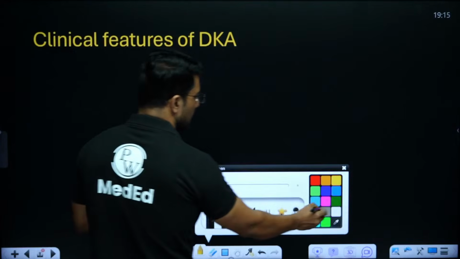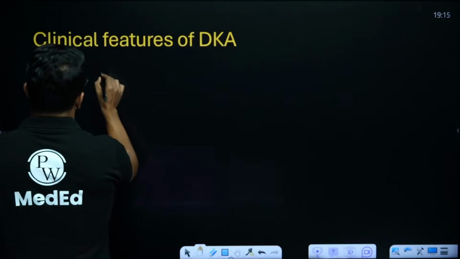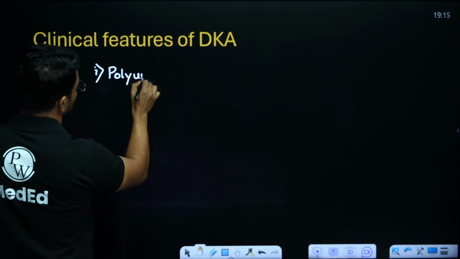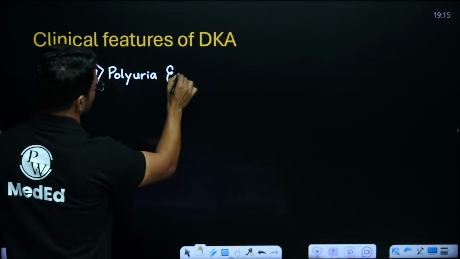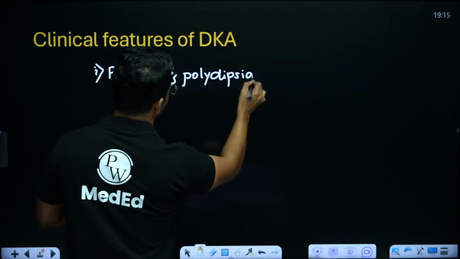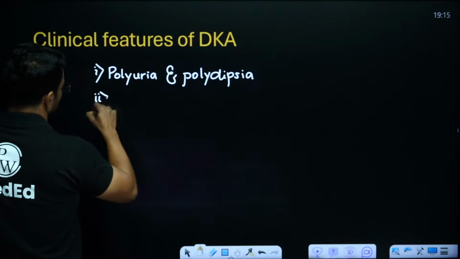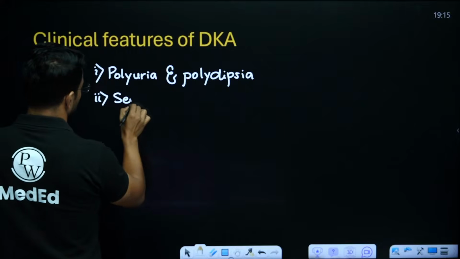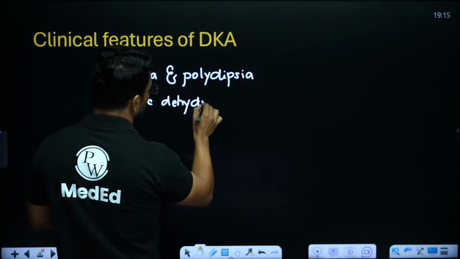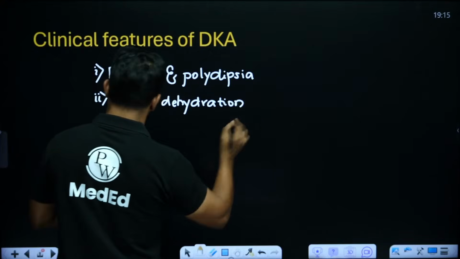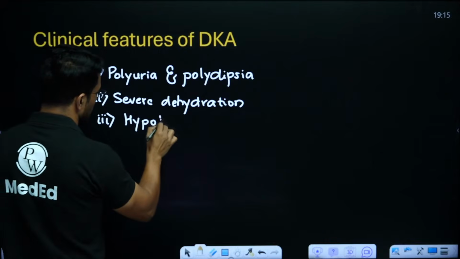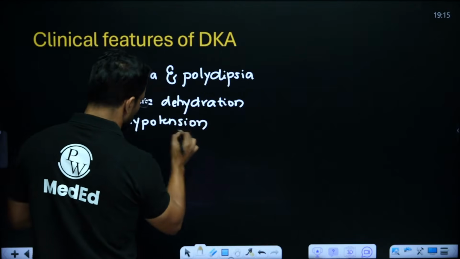First, we will understand the clinical features of DKA. The first common clinical feature is that the patient will have polyuria and polydipsia, increased urination and increased thirst. Second, he will have severe dehydration and all the signs of severe dehydration like sunken eyeballs and decreased skin turgor. Third, he may have hypotension because of severe dehydration, because our blood pressure depends on the circulating blood volume.